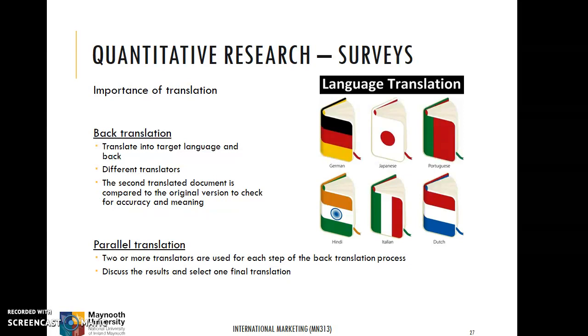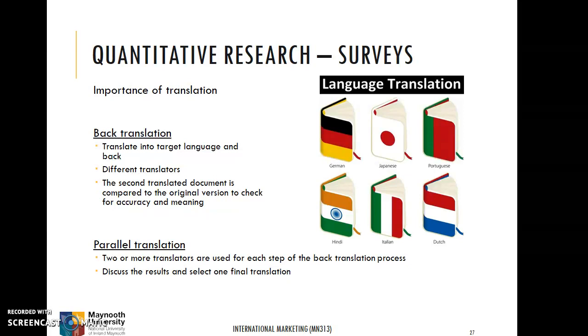In the same way, you have a parallel translation. Again, this is increasingly recommended in educational psychology, and the terms parallel or committee translation are used together. A questionnaire is first forward and/or back translated. A committee of bilingual translators and experts then compare versions of the questionnaire to check for errors and meaning. Two or more translators are used for each step of the back translation process, and then a committee will discuss the results and select one final translation.